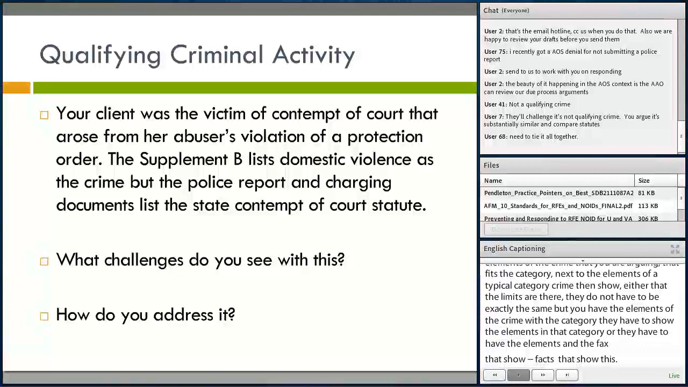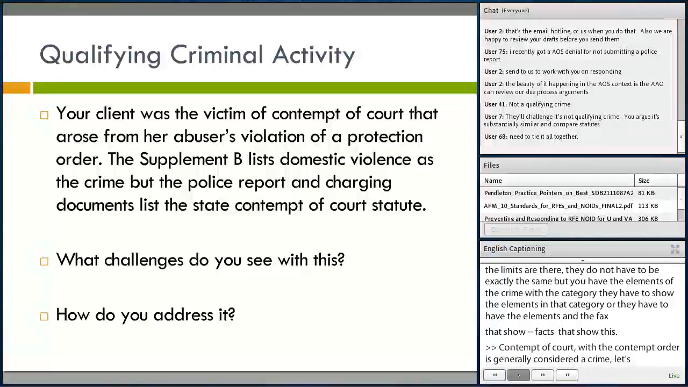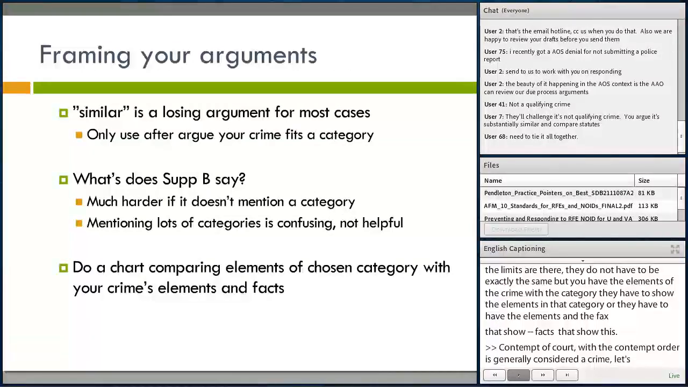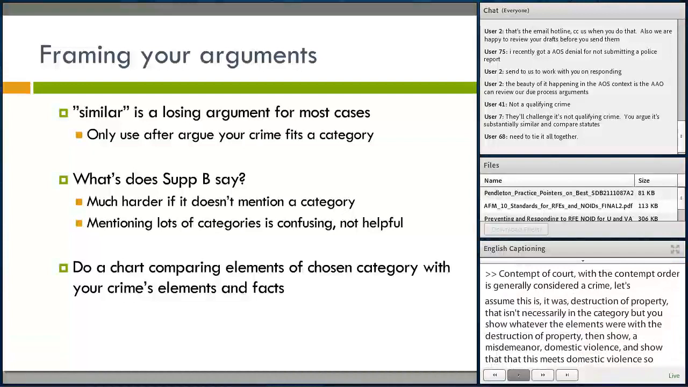So in this case, let's go back to this. Contempt of court is probably actually easier in a CPO thing because it's probably a DV CPO, and a contempt order is generally considered a DV crime finding. But let's assume it was like destruction of property, right? That isn't necessarily in the DV category, but you show whatever the elements were of destruction of property, and show a misdemeanor domestic violence, and show that the facts meet domestic violence somehow. Like it's probably threat of force or use of threat of force.